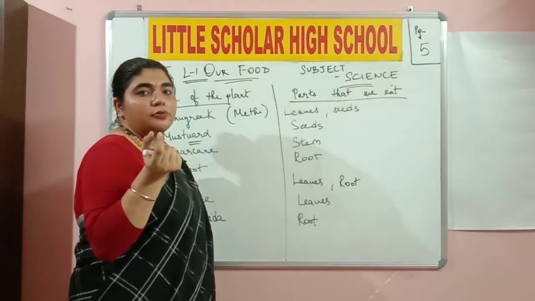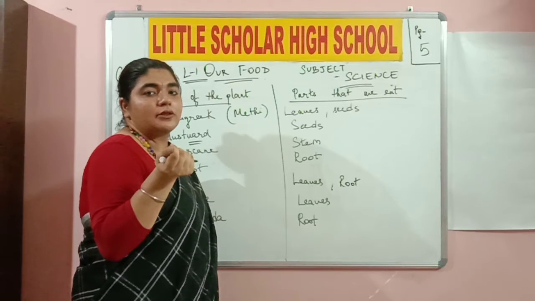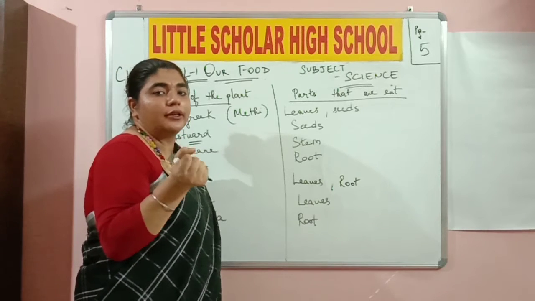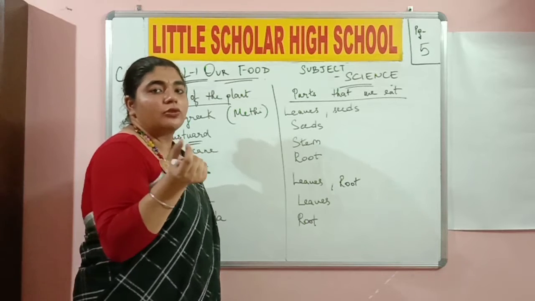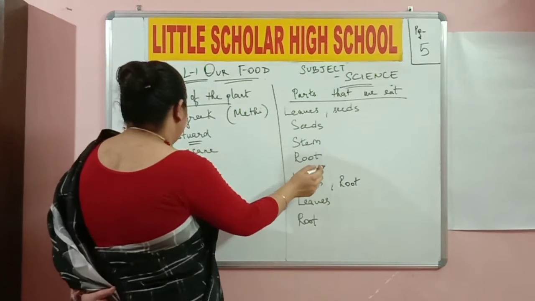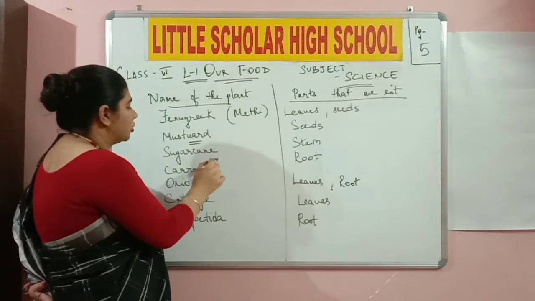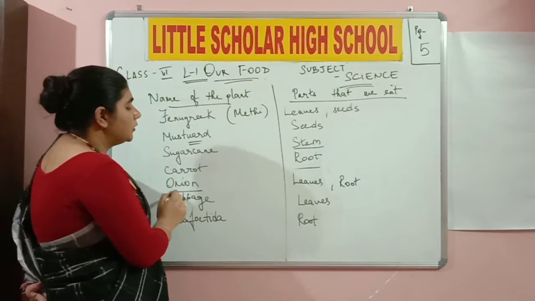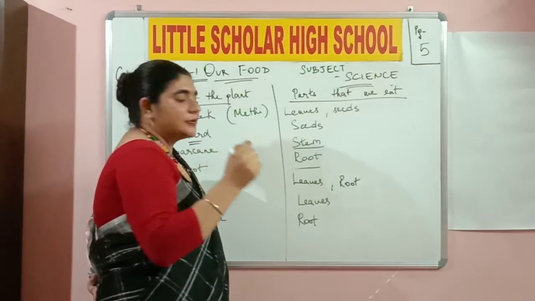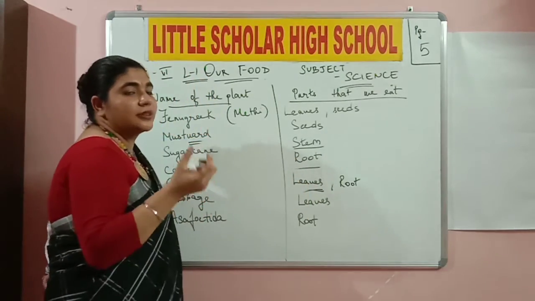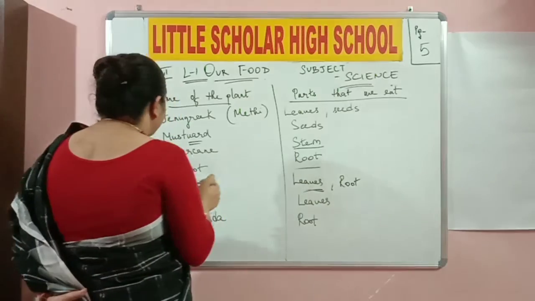There's a certain process where you compress the seeds and obtain the oil, and the mustard oil can also be used for cooking. The same thing happens with sesame also, til. And then you have carrot. You eat the roots of carrot. I forgot sugarcane. You eat the stem of sugarcane. For onions, in spring onions, you eat the leaves, the green substances, and in the other normal onions, it's the bulbous root that you eat.